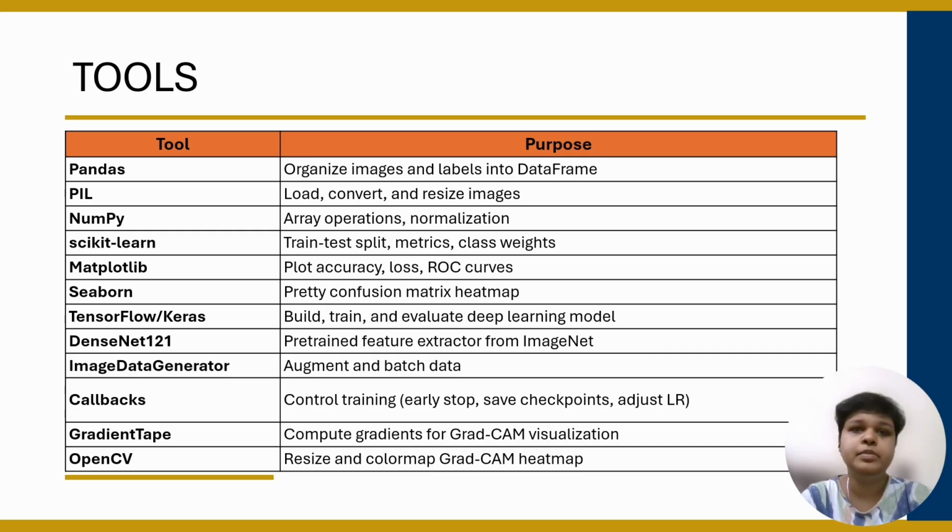Okay, so to build the complete pipeline, several tools were used. Pandas and NumPy were used to manage the data. PIL and OpenCV were used for image processing. TensorFlow and Keras were used for model training, and Matplotlib and Seaborn were used for visualization. Among these tools, DenseNet 121 played the central role in feature extraction. There were many more tools like scikit-learn and callbacks whose purpose I have stated in the slide. You can go through it. With the tools selected, the next step was preparing the data so that it could be effectively used by the model.